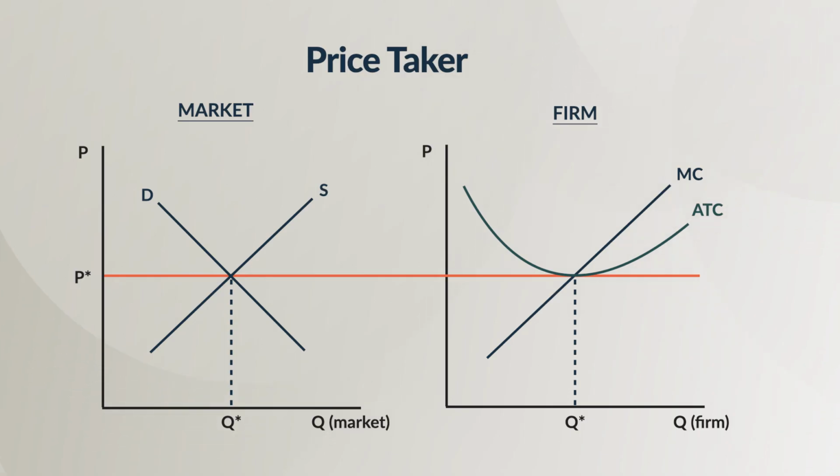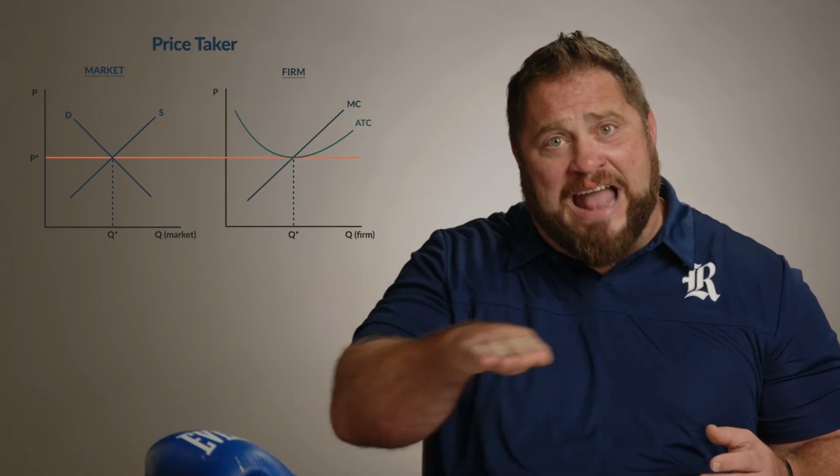Over here, the price you see that the firm takes, that's really their demand curve. So the way you say it, the firm can sell as many units as they want, but they have to sell it at the price dictated to them by the market. So you see you have that flat demand curve.